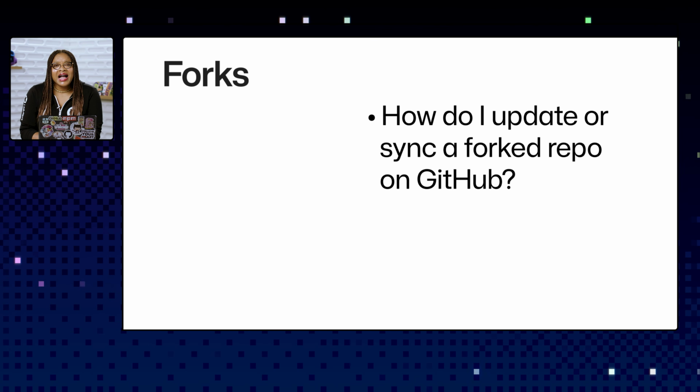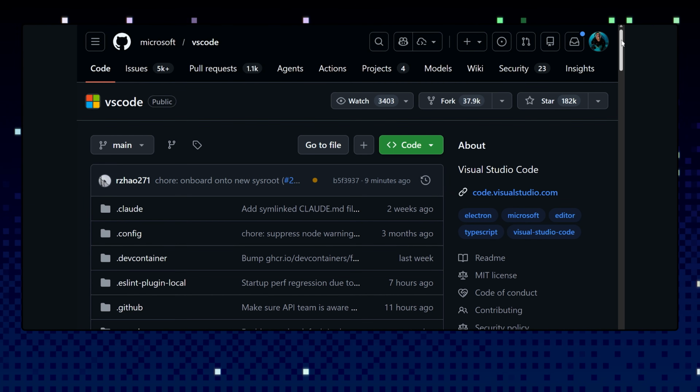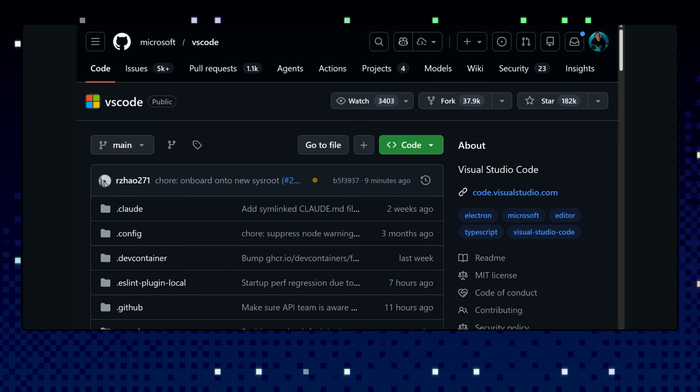Hey Emily, how do I update or sync a forked repository on GitHub? Forking a repository creates your own copy of someone else's project so you can explore or make changes without affecting the original repo. This is especially important when you want to contribute to an open source project. Here's how to do it in the GitHub UI and how to keep your fork updated.